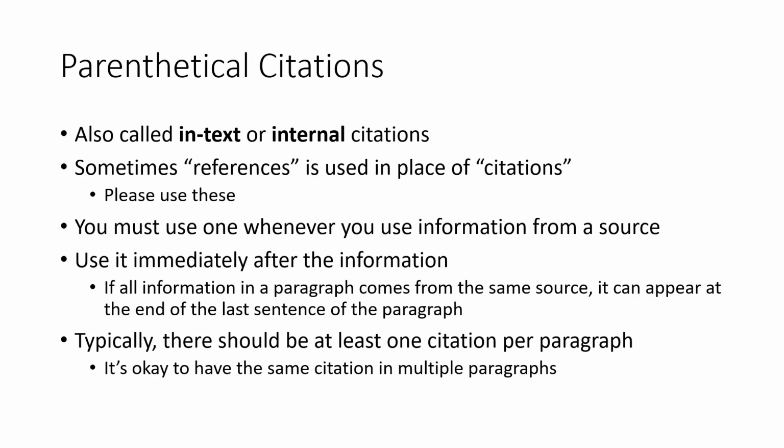Normally, in a research type paper, there should be at least one citation per paragraph. Even if you have 3 paragraphs in a row and they're all from the same source, there should be a citation in each paragraph. Not in each sentence, but in each paragraph. So it's okay to have the same citation in more than one paragraph.